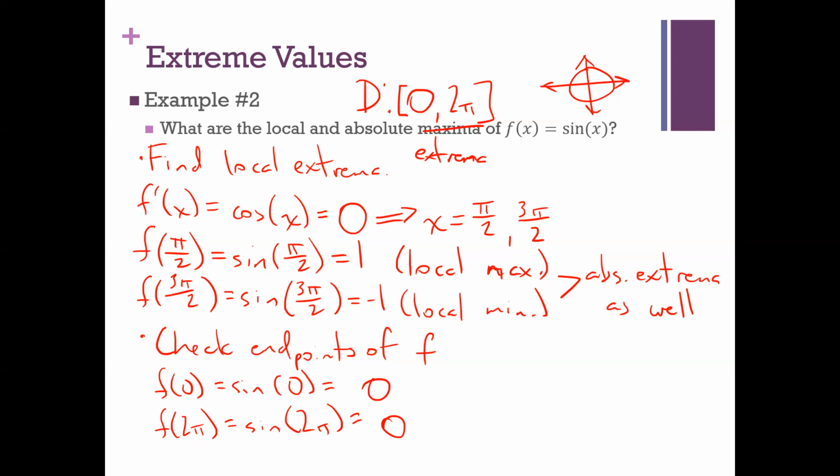And again, just pointing out that you're not guaranteed to find absolute extremes and local extremes at any of these points, but these are all the places you have to look. Any questions about this one?